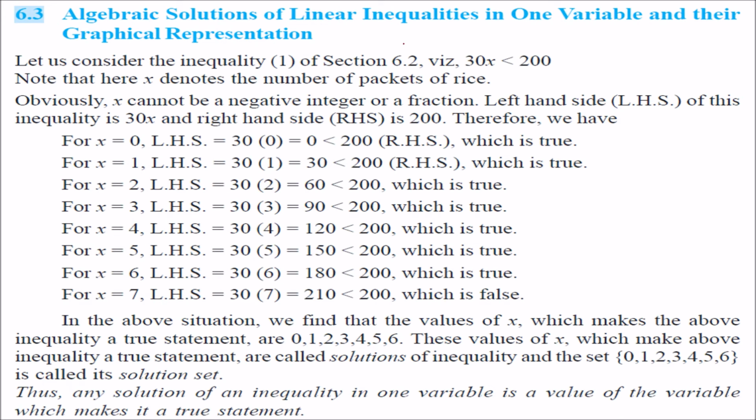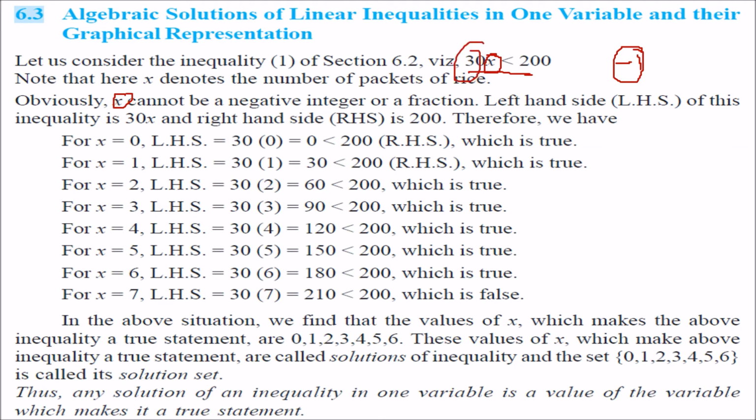So let us take the example we considered about Ravi. 30x less than 200. x was denoting the number of rice packets he could purchase, or wants to purchase. So x cannot be negative or a fraction. He cannot get half a packet, or a negative packet. So this we will not consider right now.